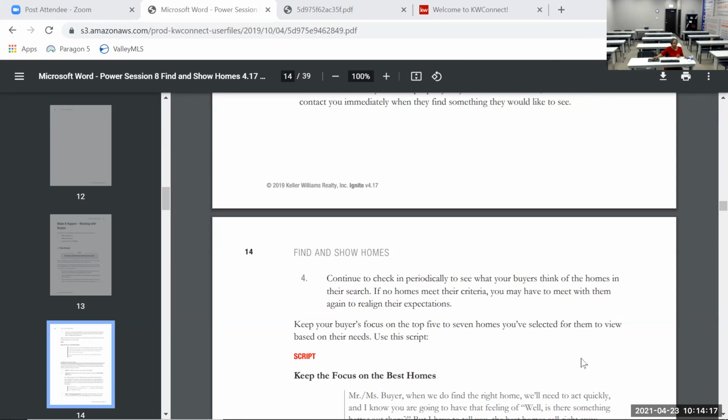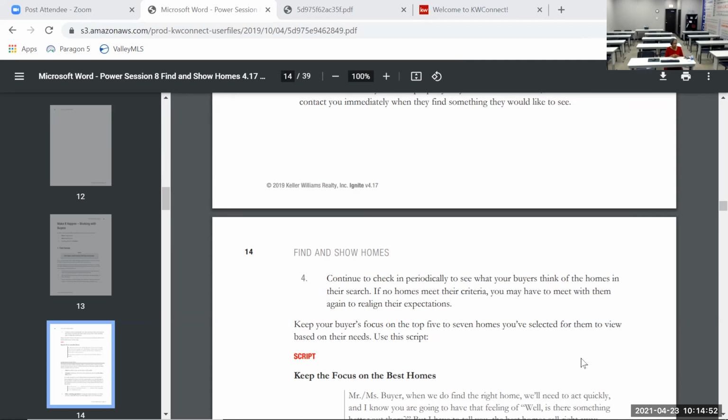Continue to check in periodically to see what your buyers think of the homes in their search. If no homes meet their criteria, you may have to meet with them again to realign their expectations, okay? So there are going to be times, I have another buyer that I'm working with, and they're not getting any email notifications because nothing is out there that meets their criteria. So we are getting ready to have a conversation again to find out, do they still just want to wait to see if something comes out, or do we need to revisit their criteria?